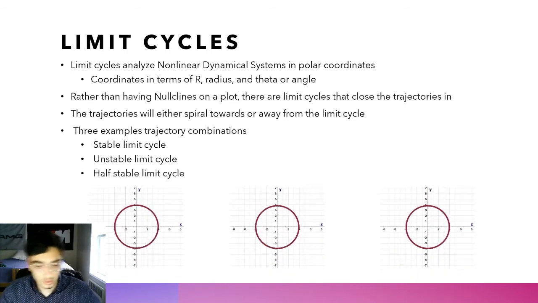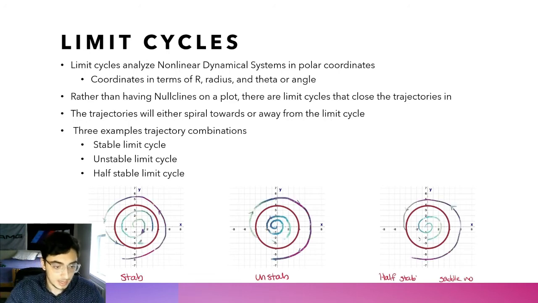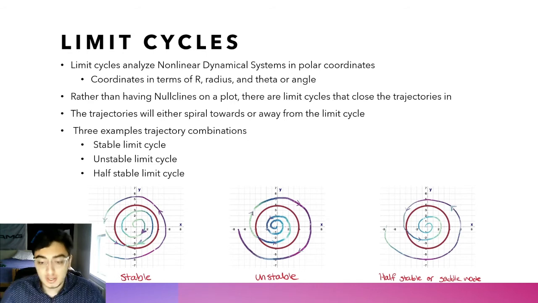As we can see, we have three graphs right here below. The first one is stable because, as you can see, the trajectories are going into the limit cycle. In the second graph, we have both of the trajectories going outside of the circle, away from the circle, so that makes it unstable. And the third is a half-stable or saddle node. We have one going in, one going out. If it were the other way around, it would still be the same thing. It applies for both, but these are the three different kinds of limit cycles that you will see.